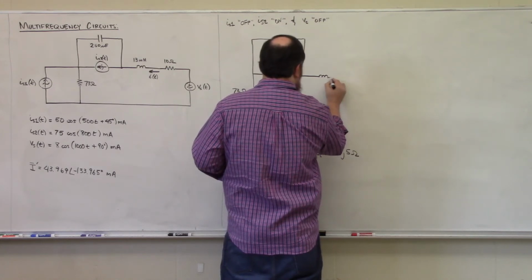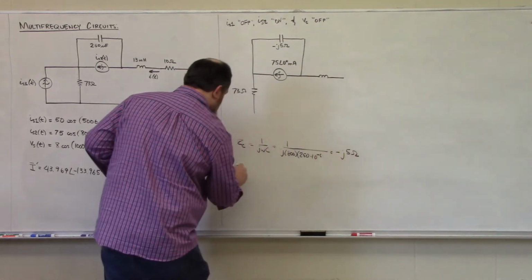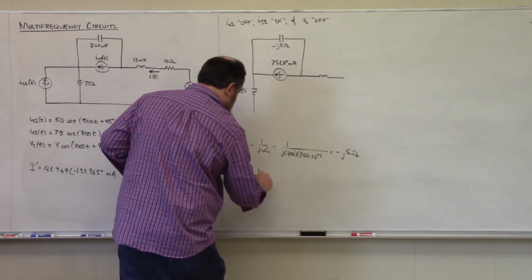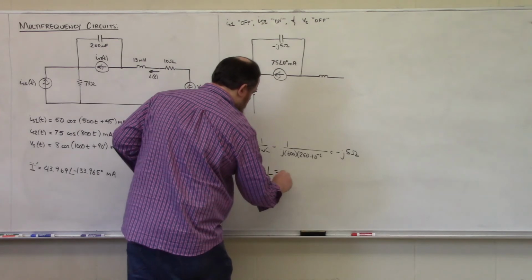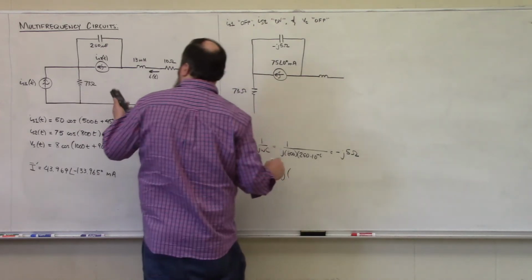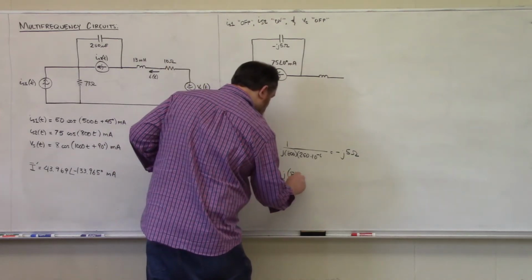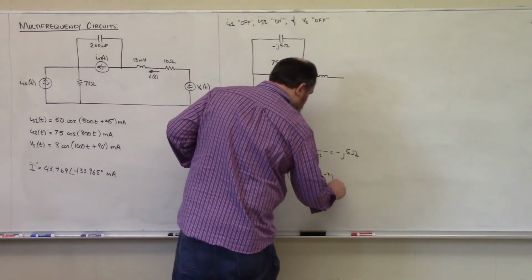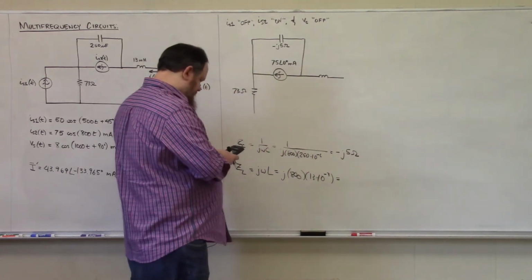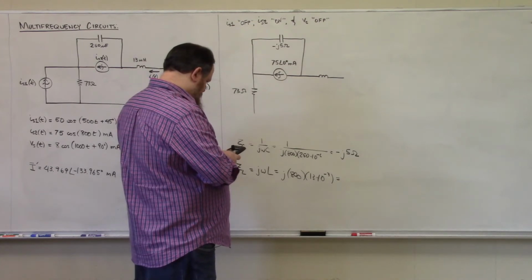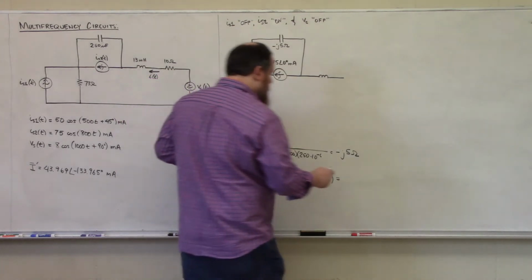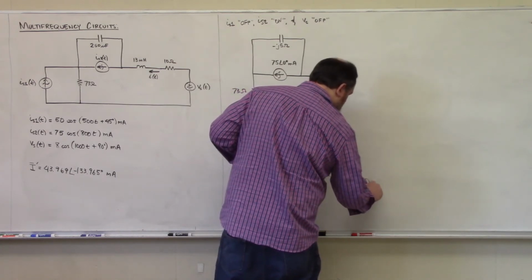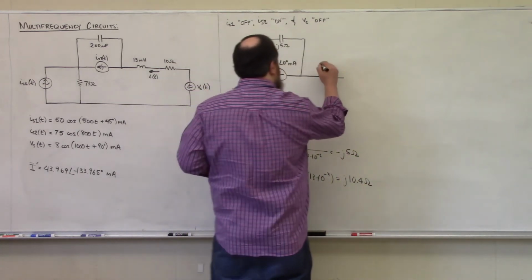My inductor, I'm going to have ZL is J omega L. So that's J times omega of 800, 13 times 10 to the minus 3, which is positive J10.4 ohms.